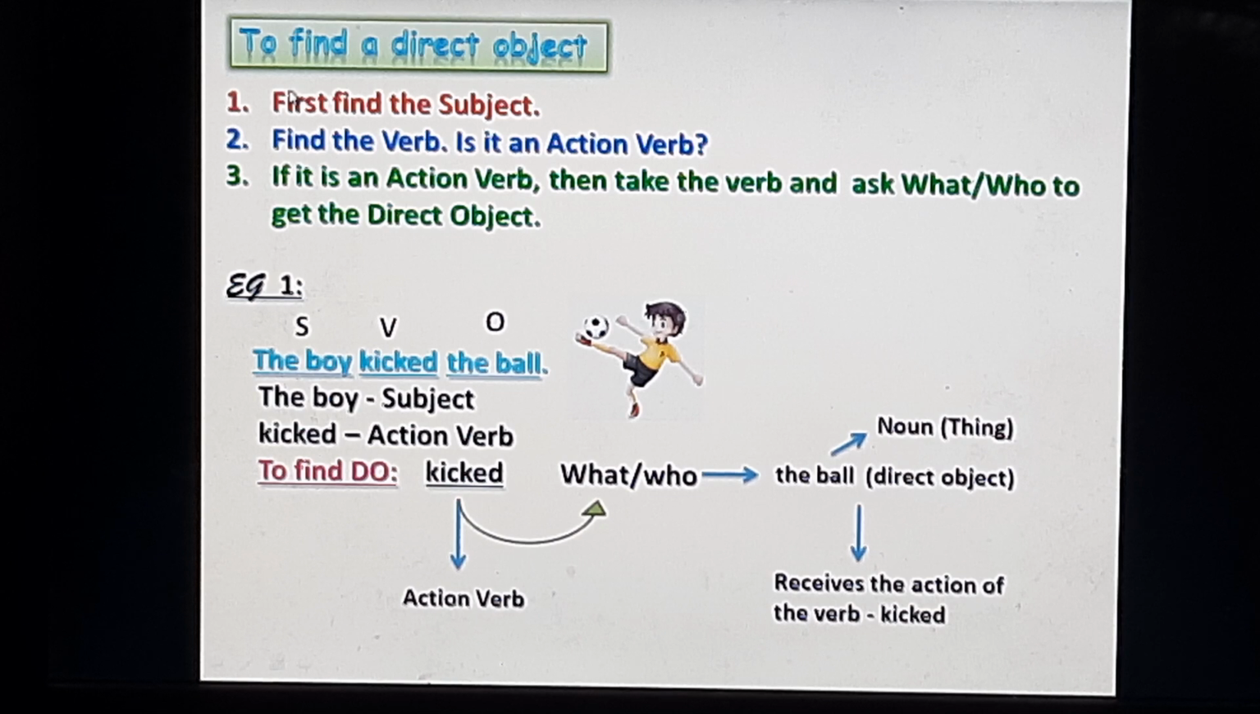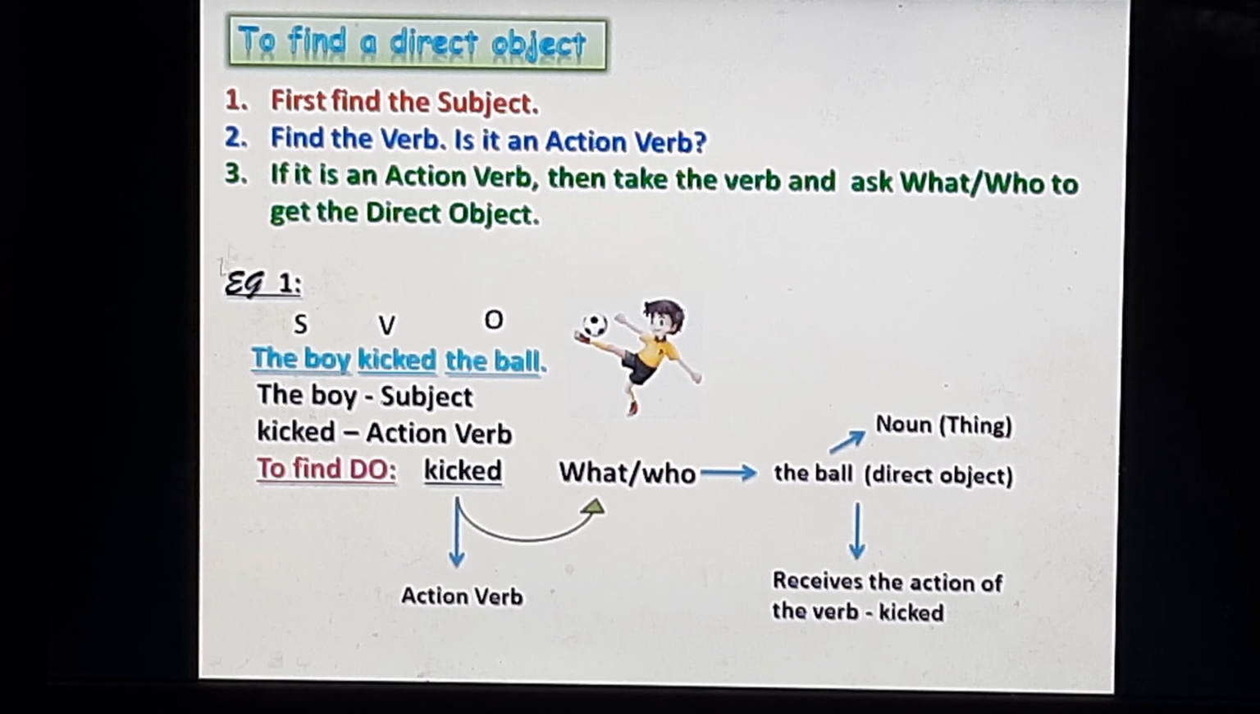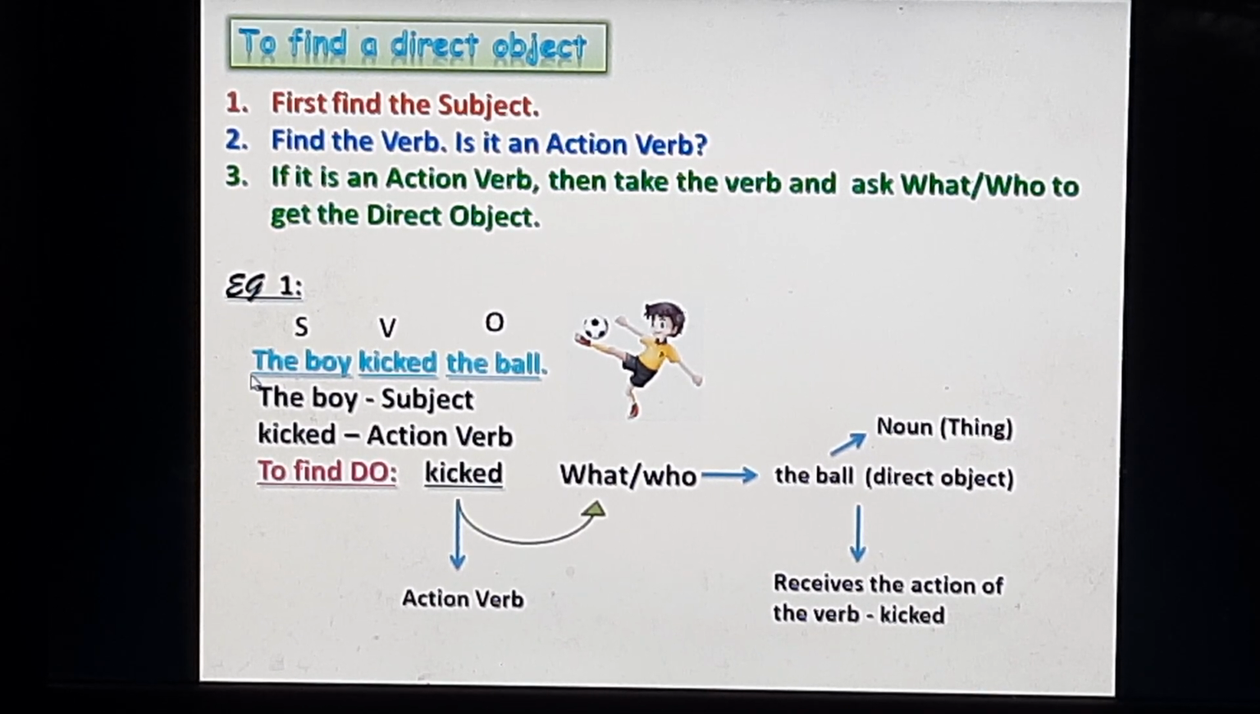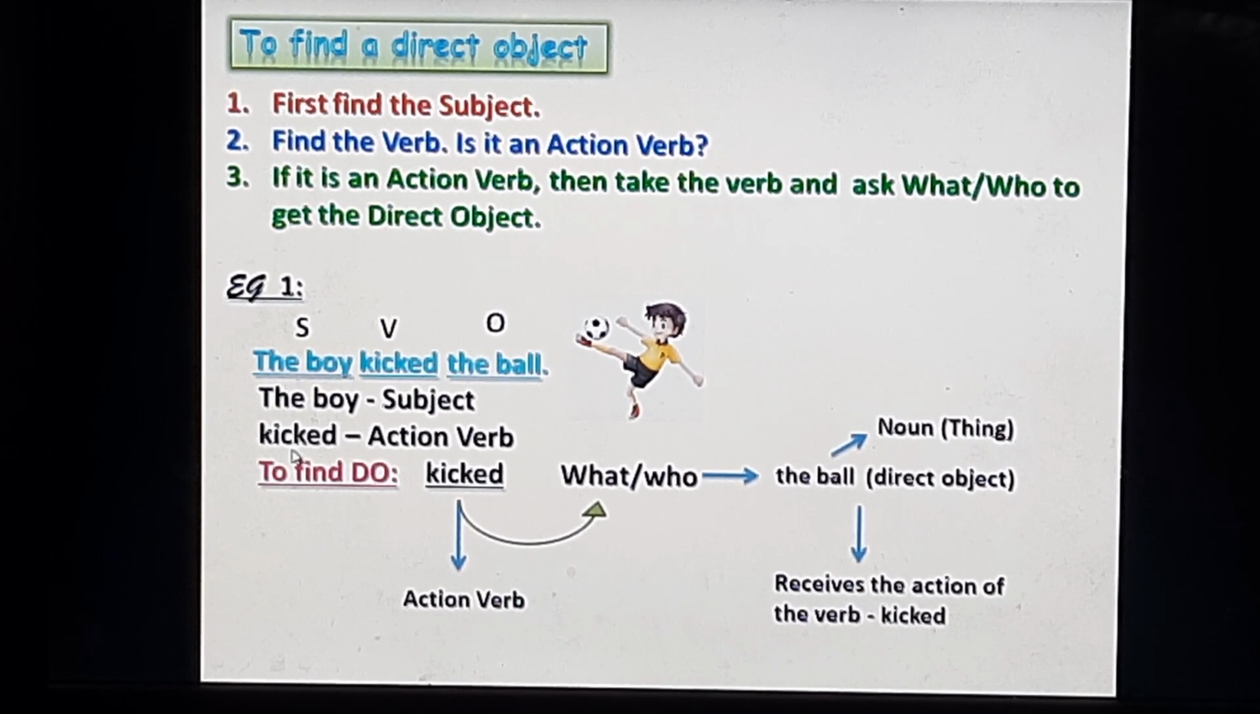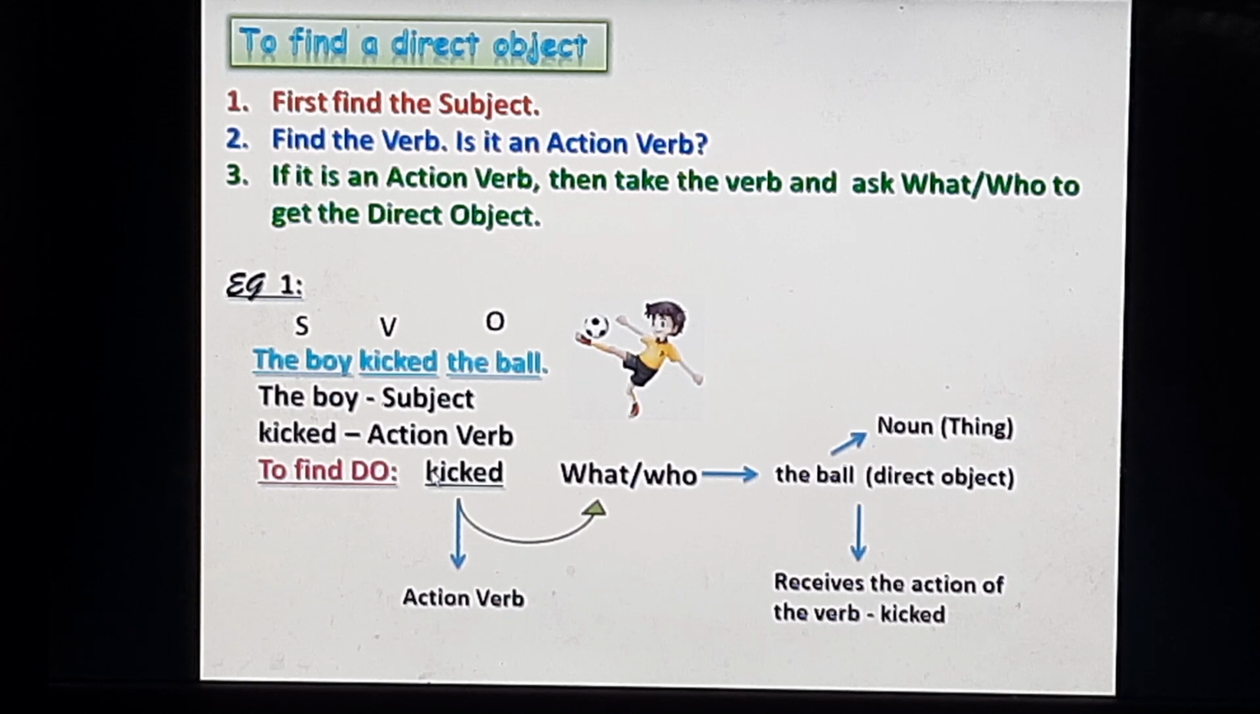Now, to find the direct object, first, what do we do? We find the subject. Look at this example. The boy kicked the ball. The boy is the subject. Then you find the verb, which is kicked. It is an action verb. Now, ask the question, kicked what? Answer is the ball, which is the direct object. It's a noun, it's a thing, and it's the receiver of the action of the verb kicked.